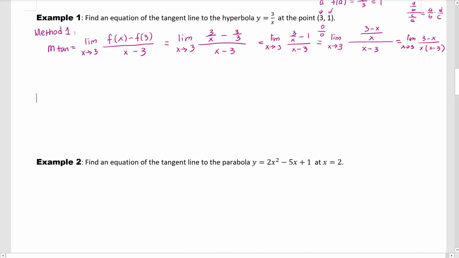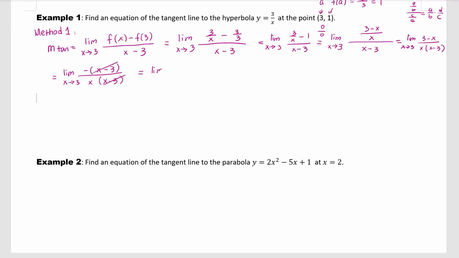We switch the, okay, so we can factor out minus 1 here, then we get x minus 3 and x minus 3. So now we have them exactly the same. We can cancel it. So now we get minus 1 over x. We plug in x is 3. So then we get minus 1/3. Okay, so this is m tangent.